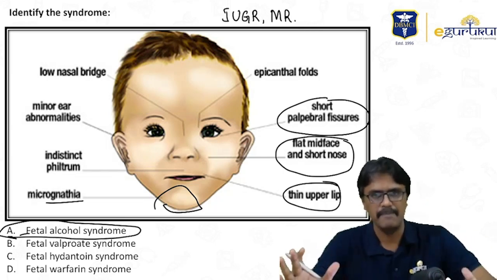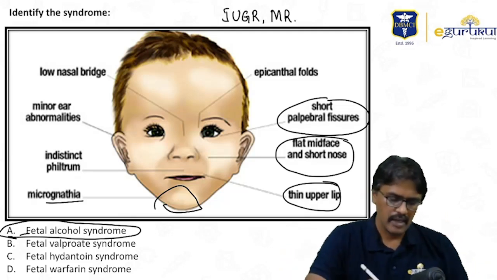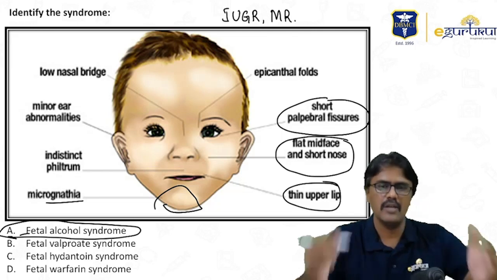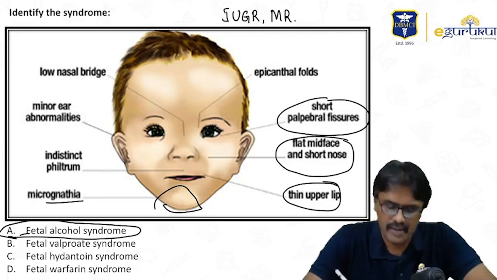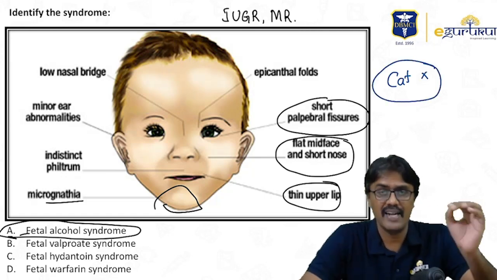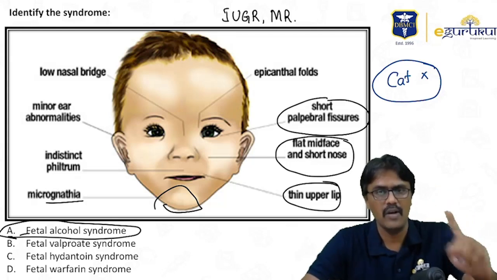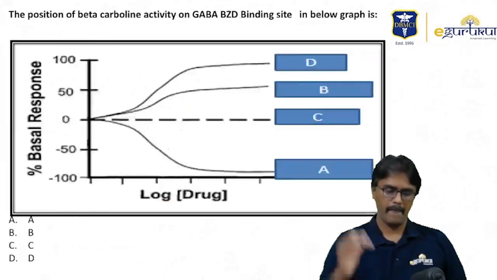So these are typical of fetal alcohol syndrome, which I already discussed. This is the image, guys. So alcohol is one of the teratogenic drugs. Remember, all these teratogenic drugs belong to a category, and that is called category X. So if they ask in the exam what is category X drug, they are all teratogenic drugs.